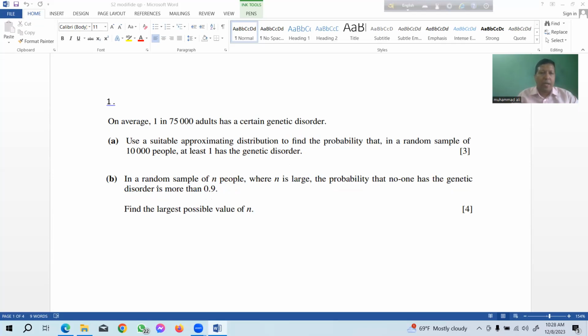Number B, in a random sample of n people, where n is large, the probability that no one has the genetic disorder is more than 0.9. Find the largest possible value of n. We know that we have to rearrange the lambda. Okay, so now see how can we do this maths.